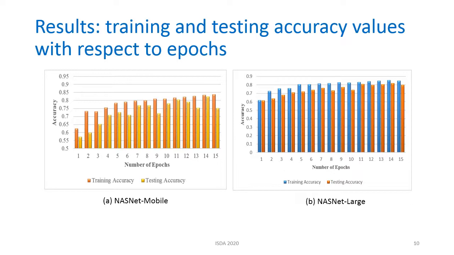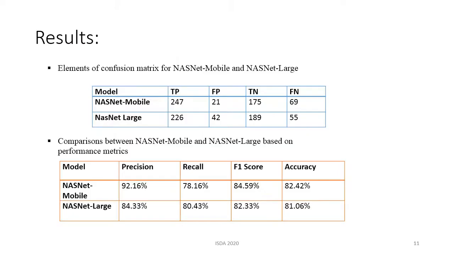These figures show the bar diagrams of NASNet Mobile and NASNet Large respectively in order to compare the accuracy against the number of epochs. The testing accuracy values vary with the increment of epochs. However, the testing accuracy at epoch 15 is higher than that at epoch 0. Consequently, it is likely that if we use a large number of epochs, the loss will be low and the accuracy will be high.